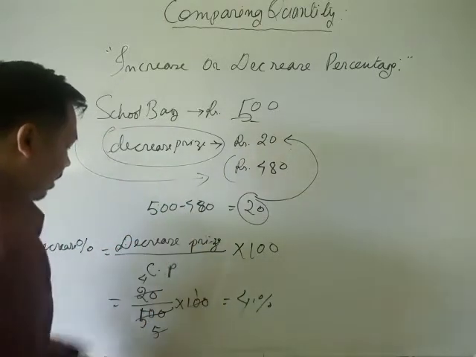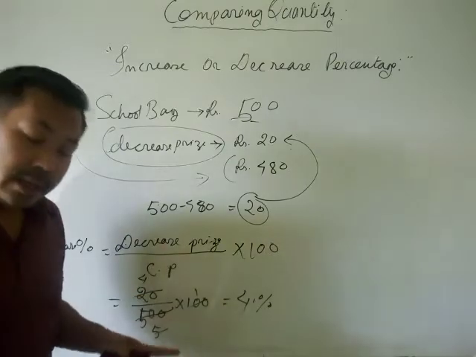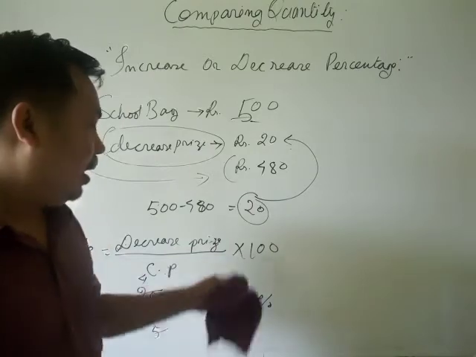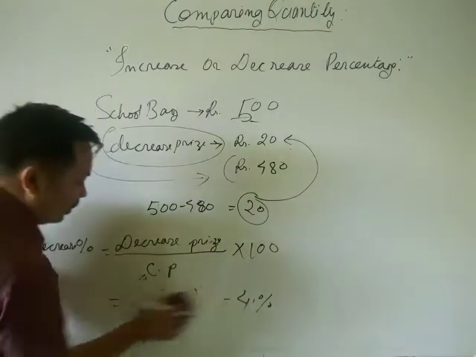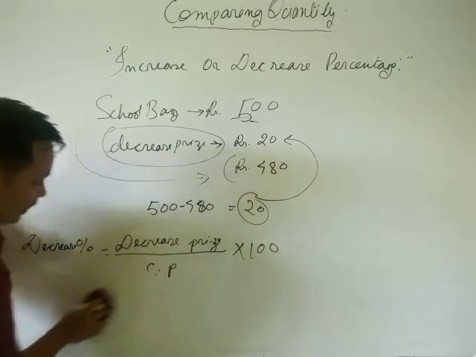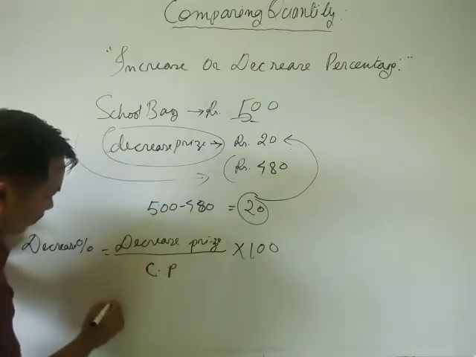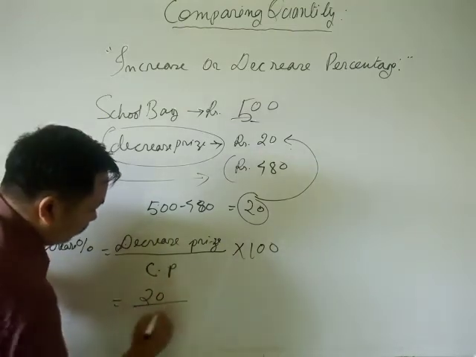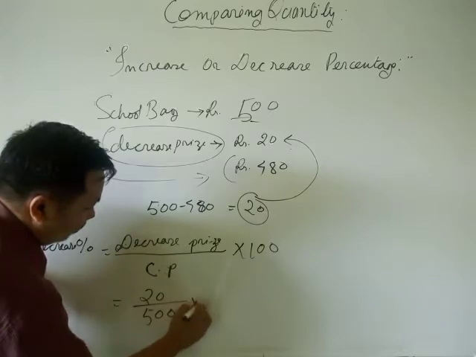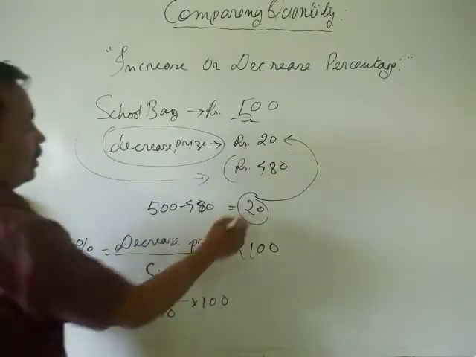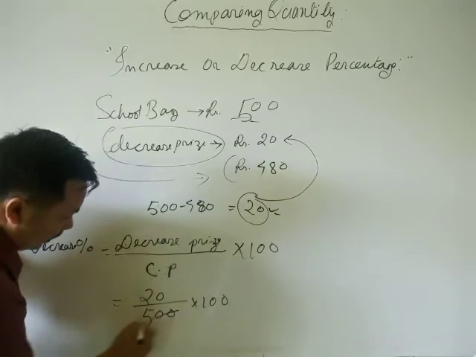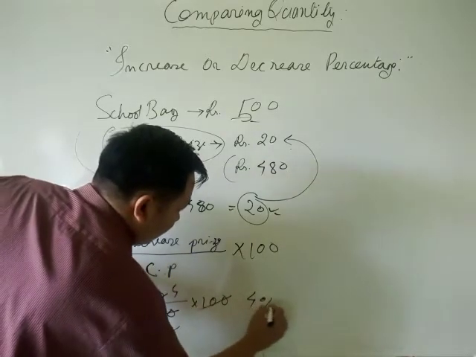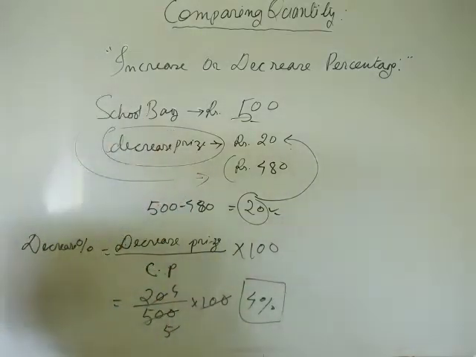Decrease price by cost price. Cost price will not change whether it is a decrease or an increase. Into 100. So how much will we get? Now you see here, the decrease price will be 20, then the cost price is 5 into... yes, we got the decrease price 20, then again the same, so 5, here 4. So what happened? Again 4%. This is the decrease percentage in the same way.